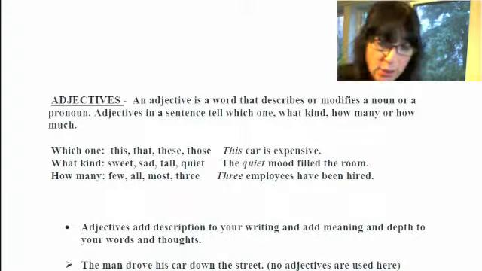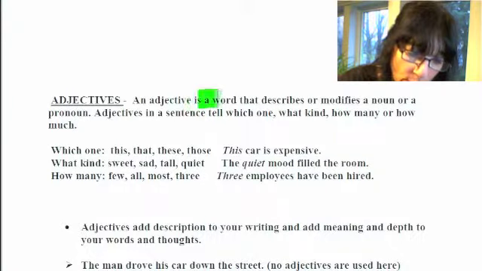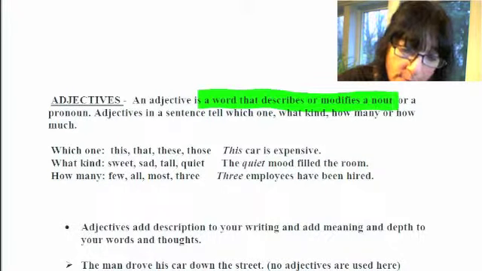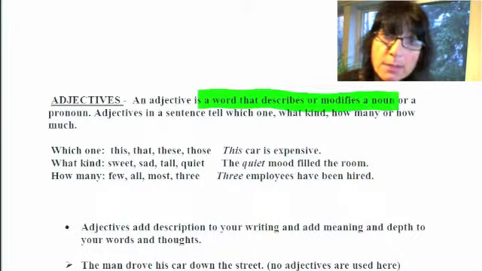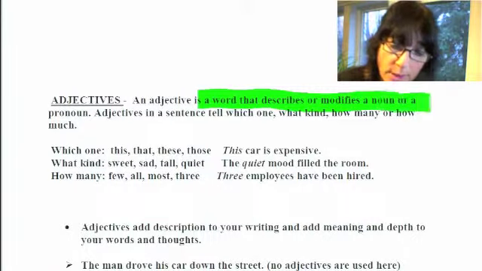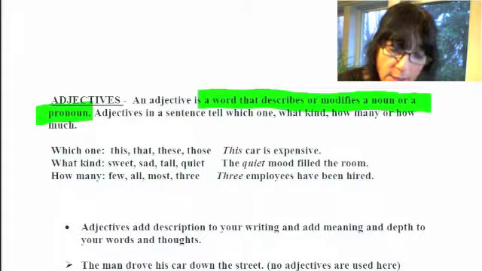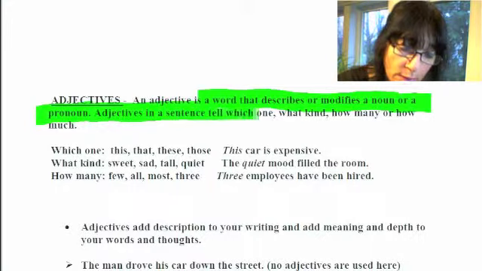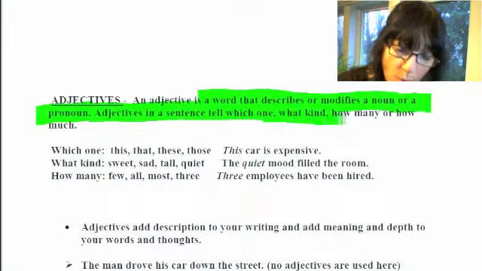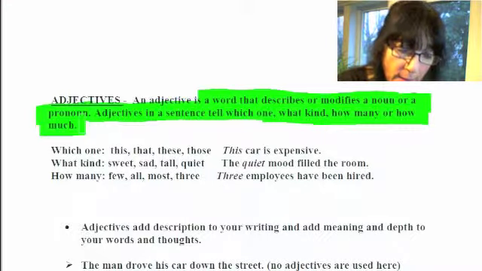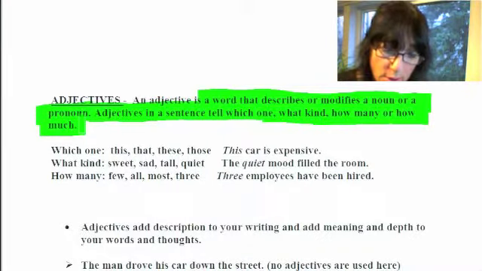Let's now take a look at the part of speech called adjectives, what an adjective is, why we use them, and look at some examples. An adjective is a word that describes or modifies a noun. So it's called a describing word. It can also describe a pronoun. An adjective in a sentence will tell you which one, what kind, how many, or how much.